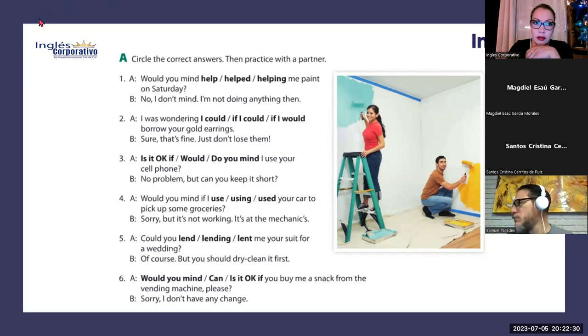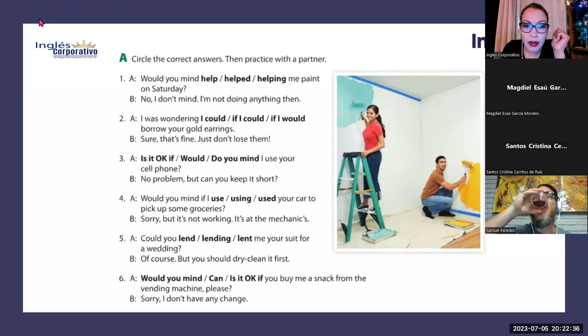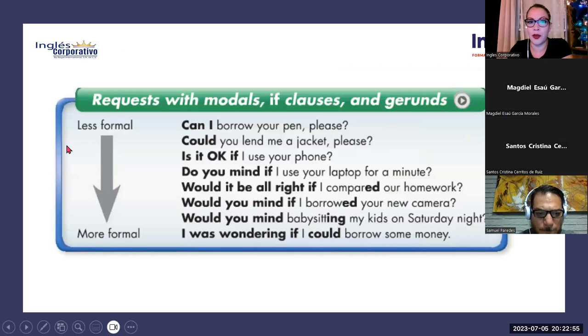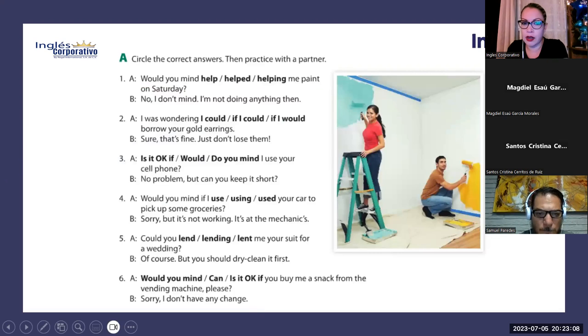Hola. Hello, Cristina. Una pregunta. Yeah. ¿Qué vamos a hacer? Que yo acabo de ingresar. Ah, ok, Cristina. Estamos haciendo este ejercicio. Estamos encerrando en un círculo las respuestas correctas, basándonos con lo que acabamos de ver en la diapositiva anterior. Los requests with modals and clauses. Ya habíamos explicado esta parte, entonces puede ir viendo aquí las estructuras de estas preguntas y basándose en eso puede hacer el ejercicio.